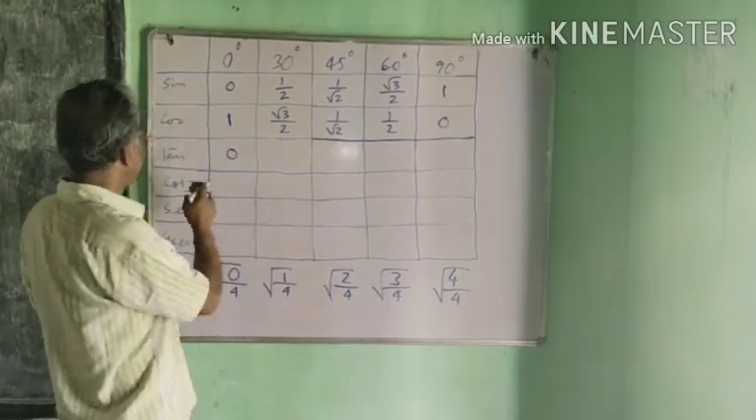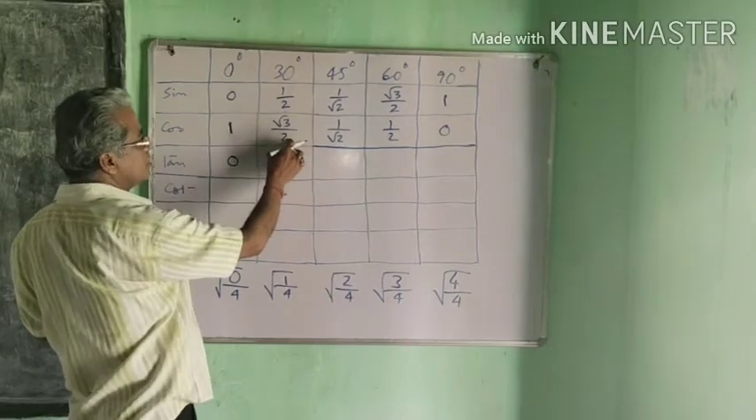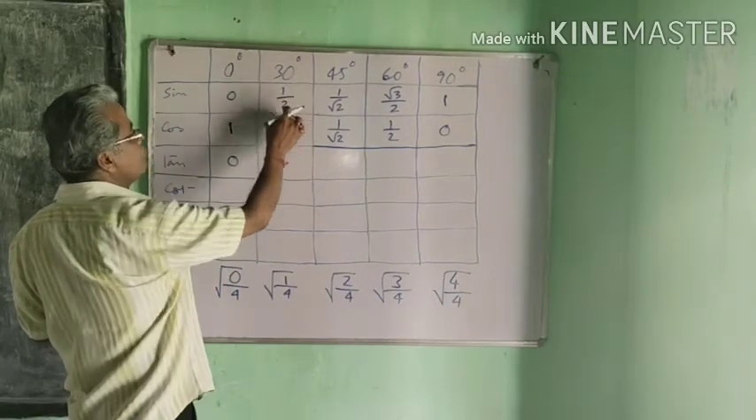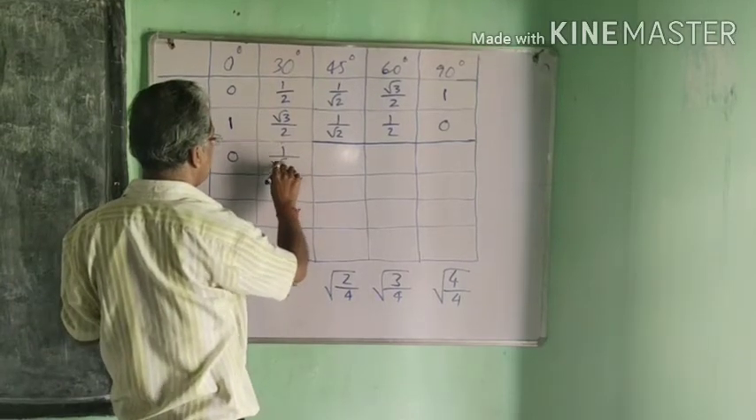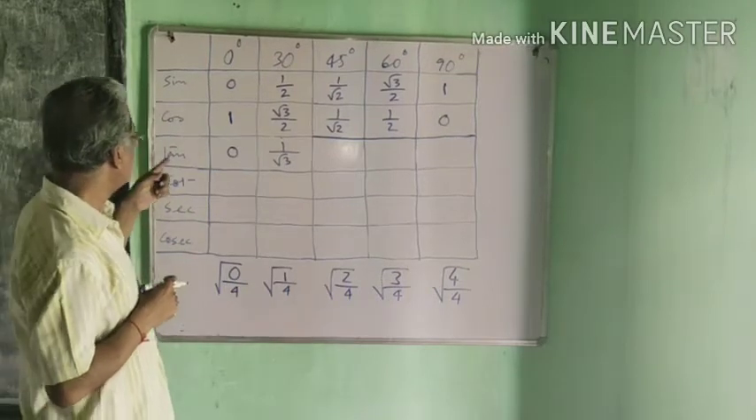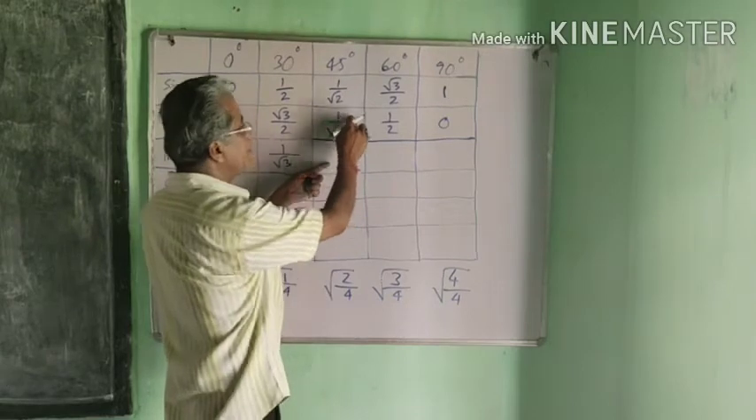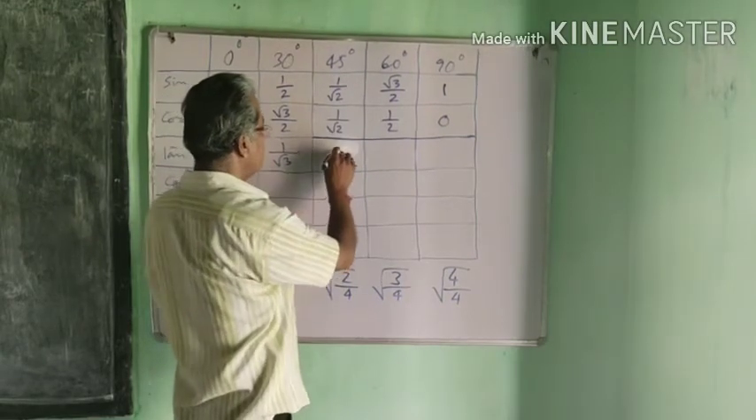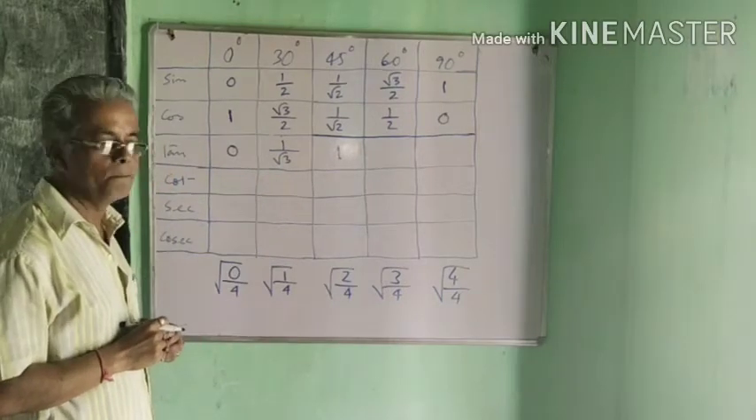Now tan 30 degree, sine 30 degree by cos 30 degree. Both the denominators are 2 and 2 cancelled. So it will be 1 by root 3. So tan 30 degree is 1 by root 3. Now tan 45 degree, sine 45 by cos 45. Both are equal, so if we divide, we get 1. Tan 45 degree is equal to 1.